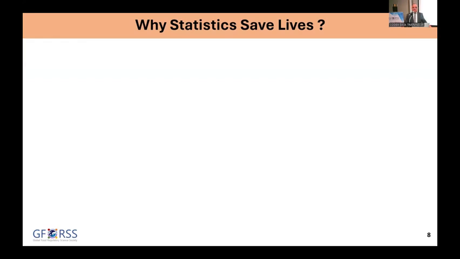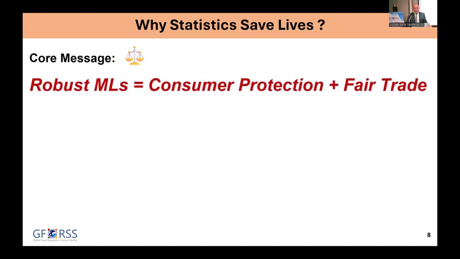I always ask this question: why do statistics save lives? And maybe, as we said, sometimes we don't like to work with numbers, but sometimes statistics really can help us to differentiate between what is true and what is wrong, what is real and what is fake. And obviously, the core message is that robust MLs, maximum limits, will lead not only to consumer protection, but also to fair trade. Who agrees with me on this message?